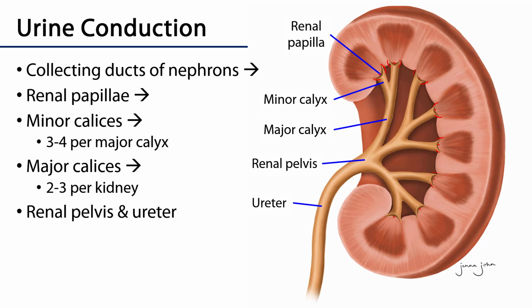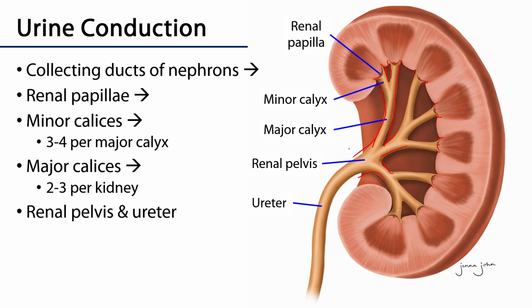Minor calyces are going to coalesce or come together to form major calyces. Typically, we'll have about 3 to 4 minor calyces feeding into a major calyx. And then 2 or 3 major calyces will coalesce or come together to form the renal pelvis.